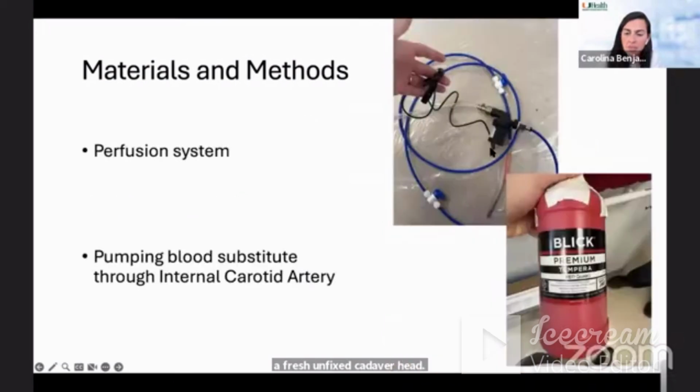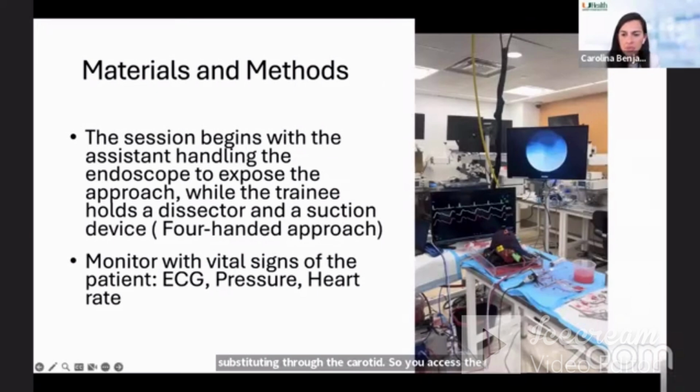You can do this pretty easily, but you do have to have a perfusion system that allows you to pump blood substitute through the carotid. So you access the carotid in the neck, and you create this perfusion system. Here's an example: the perfusion system connected to this patient's neck. This is the head here. And then the session begins.